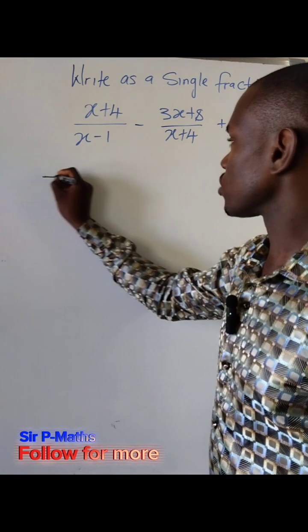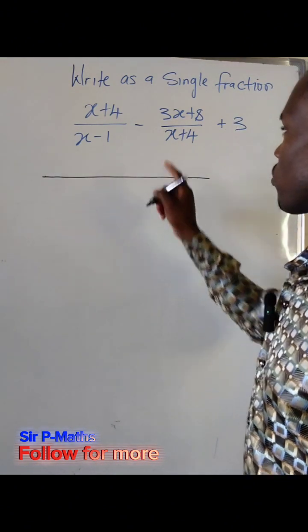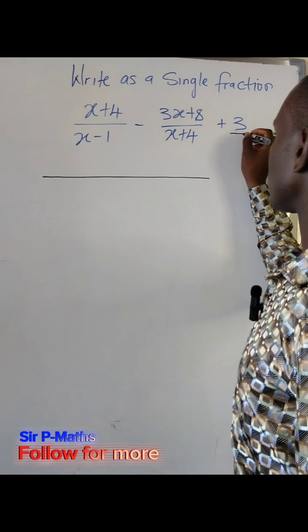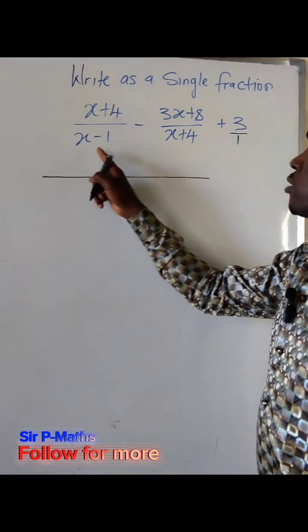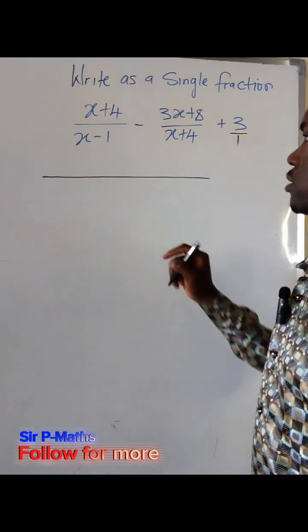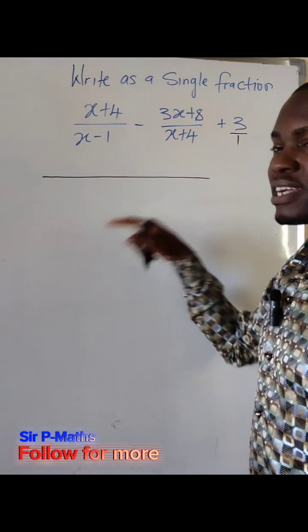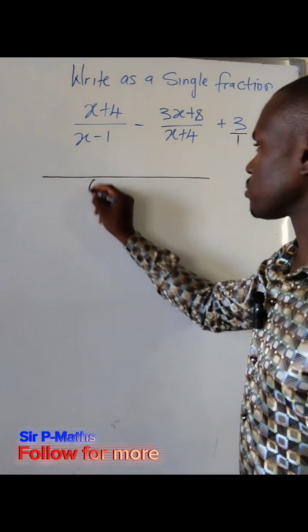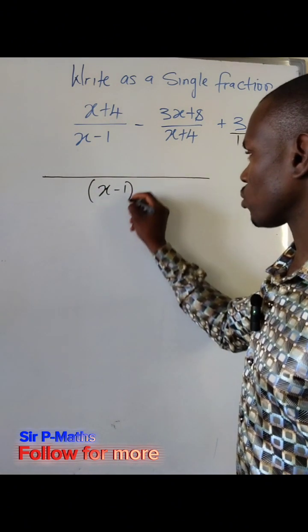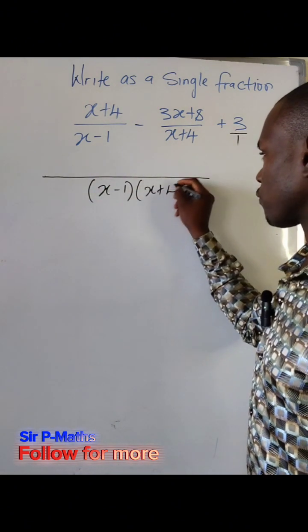So the first thing we do is to get our LCM, right? And then our LCM, let me write this as over 1. Our LCM will be the multiple of this and this, because if I multiply this and this, then they will be able to divide that LCM. So that means my LCM is x minus 1, x plus 4.